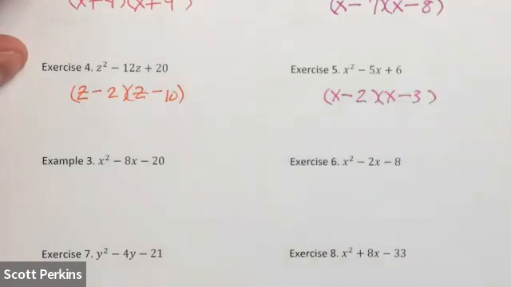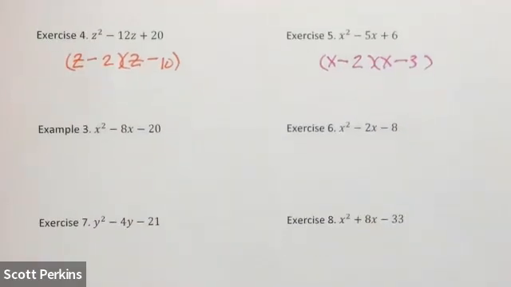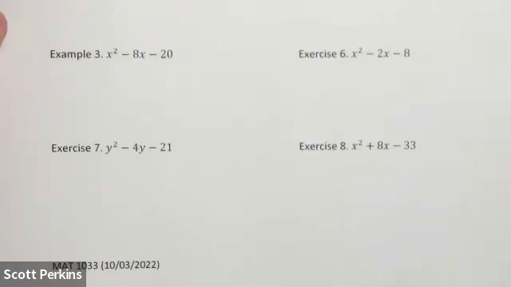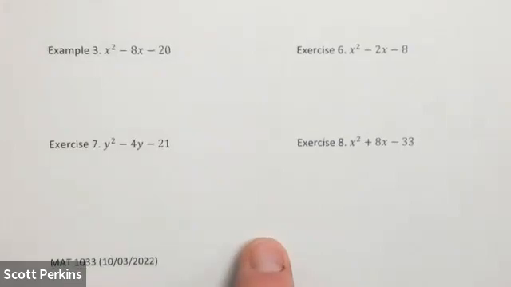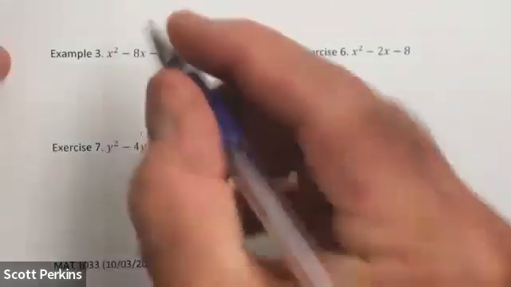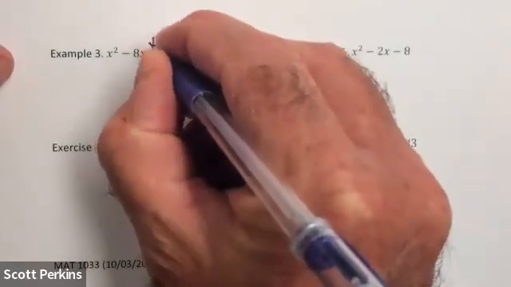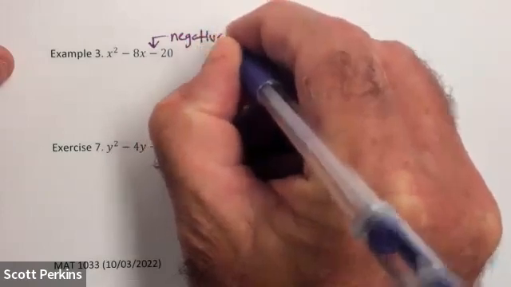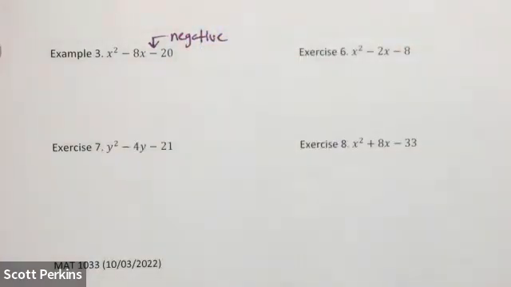Okay. So let me do another example just to make the problems a little more interesting and kind of complete our talk about the signs and what they do. The next one, example 3, says x squared minus 8x minus 20. So notice on this problem right here, for the first time, we've got a negative in front of my last number there. So what is that going to tell me about the signs? What do they have to be in order to get a negative value?